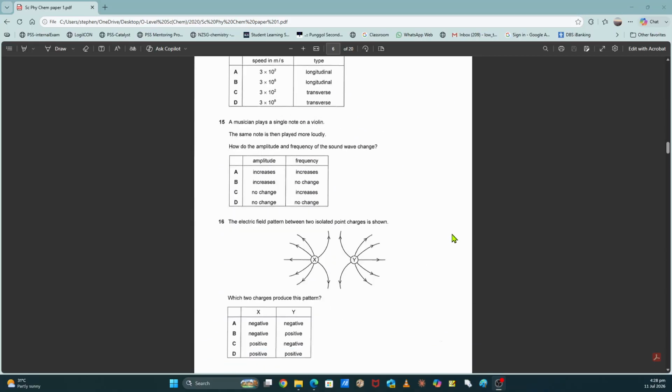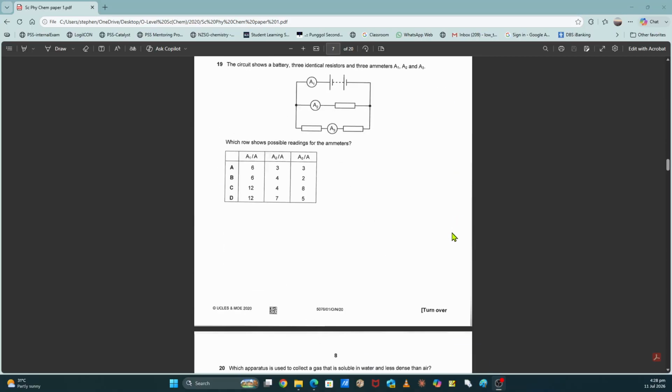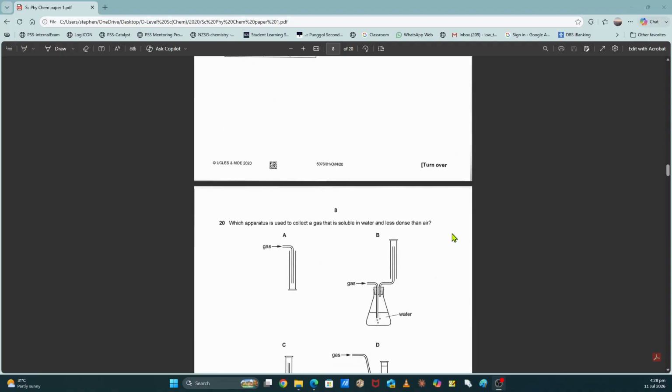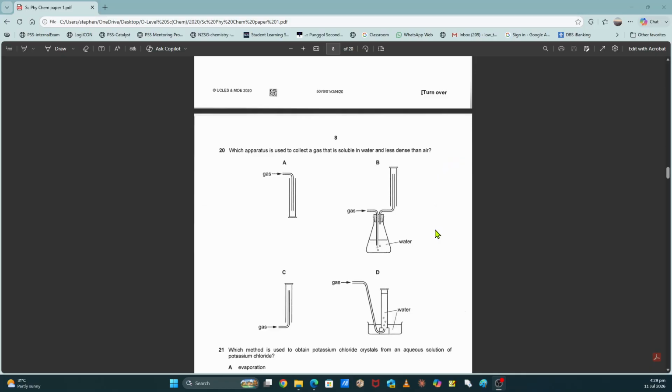So this is an O-level paper for 2020. The chemistry questions start from number 20 if you are taking physics chem. Let's take a look at the first question and understand why the question is as such.